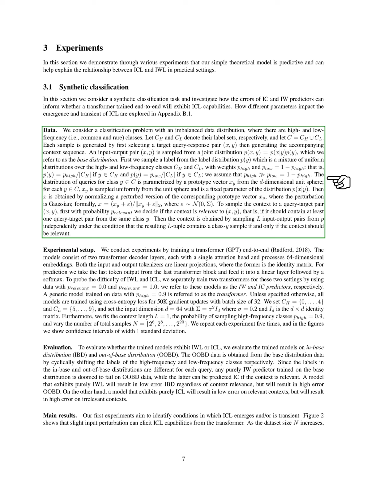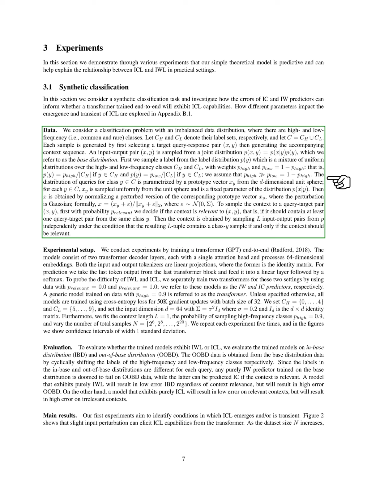We assume that the probability for high-frequency classes is much greater than that for low-frequency classes. The distribution of queries for each class is defined by a prototype vector from a unit sphere. For each class, we sample this vector uniformly, and then we create X by normalizing a perturbed version of the prototype vector, where the perturbation follows a Gaussian distribution.